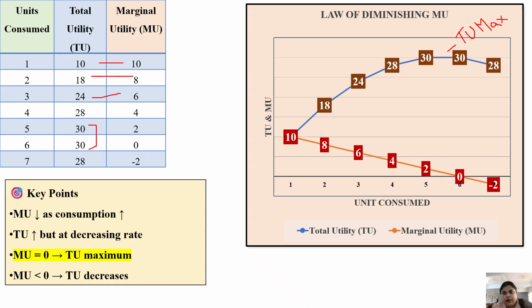and MU is 0. Look at this key points table. And after the saturation point, the total utility starts declining to 28 and MU becomes negative, minus 2. It means that when MU becomes negative, the TU decreases. This is the law of diminishing marginal utility in table and graph.